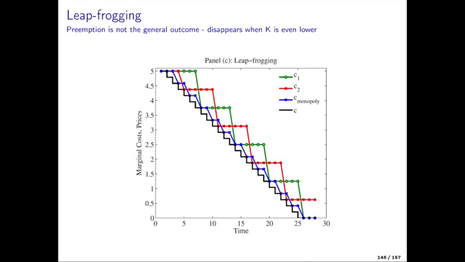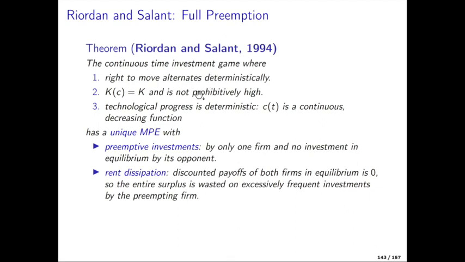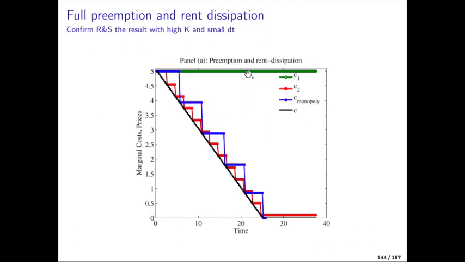Okay, but you can have under-investment, but most of the time you have over-investment. Here's an example that shows the preemption is not really a general equilibrium outcome. These are results from this alternating move case. So even in that case, you can have leapfrogging. Okay, so it's not a general outcome. It's a feature of those very specific assumptions about deterministic technological progress and deterministic alternation of the game.